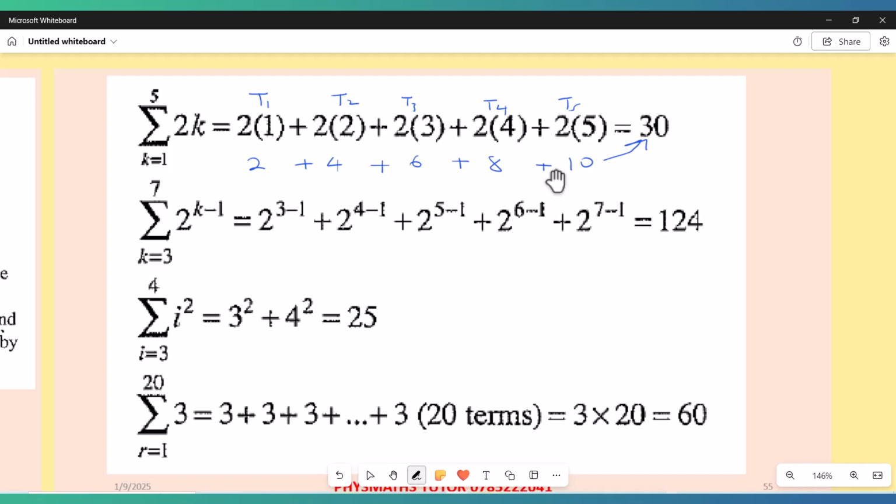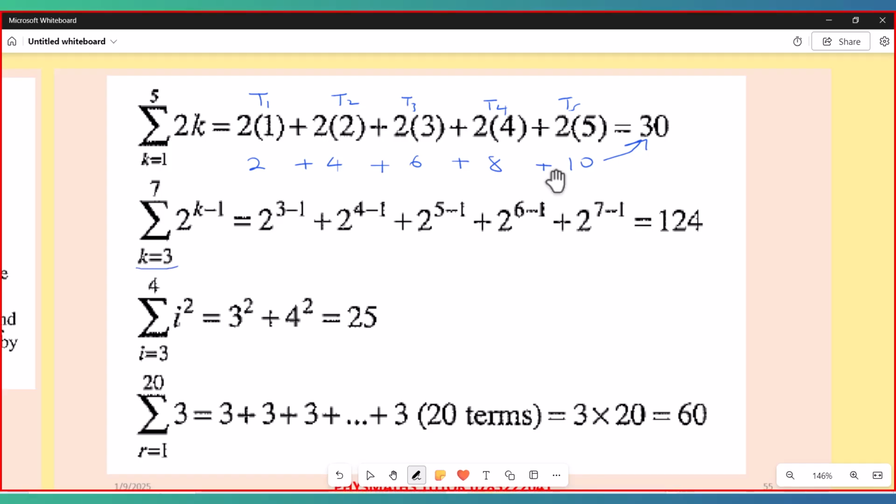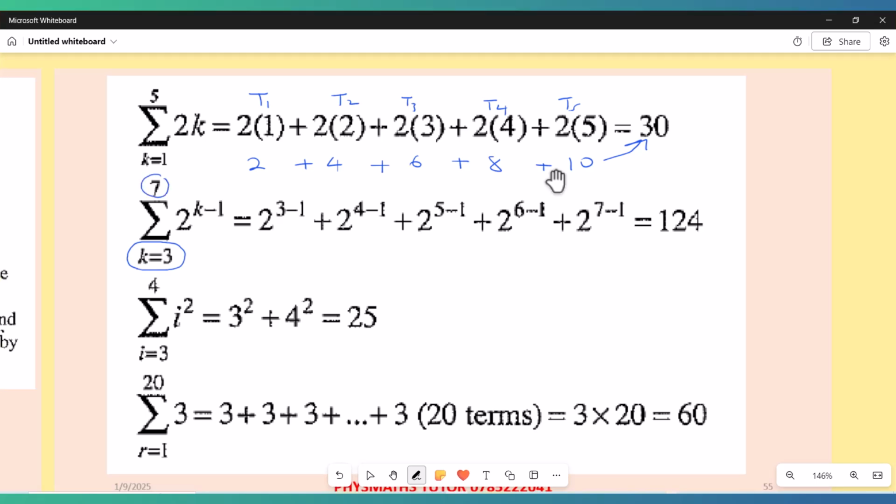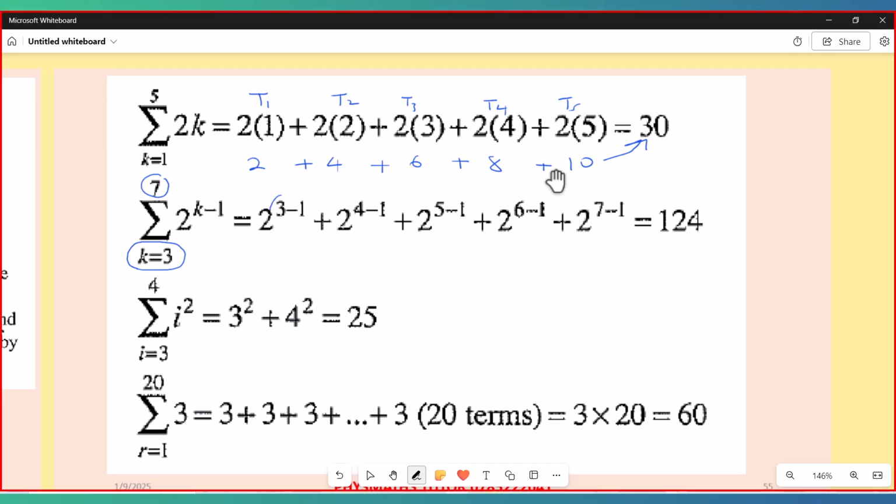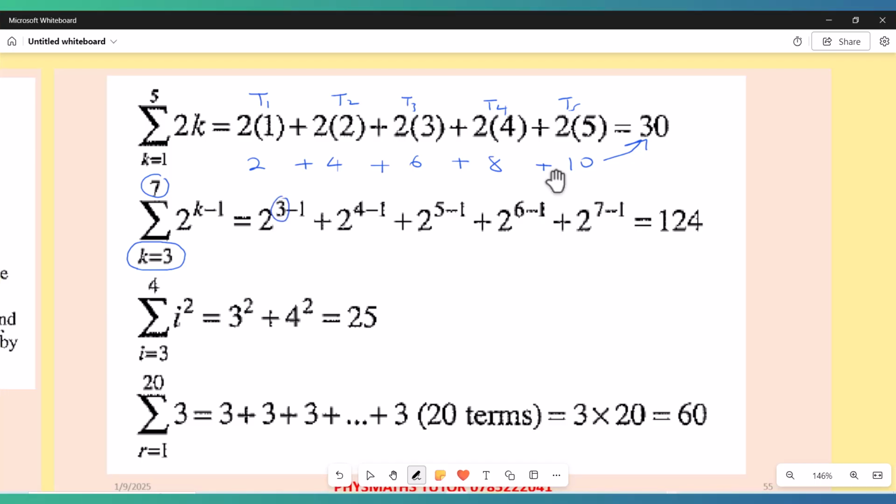Are we together? Okay. Now sometimes it can be like this one, which is now geometric, like in this case with the power. Again, don't mess up. The first term here is what you must substitute first. Like you see here, our k is from 3 up to 7. What am I going to put here? I said 2 to the power 3, then minus 1, to get our T1.